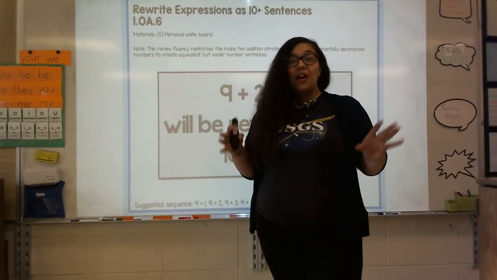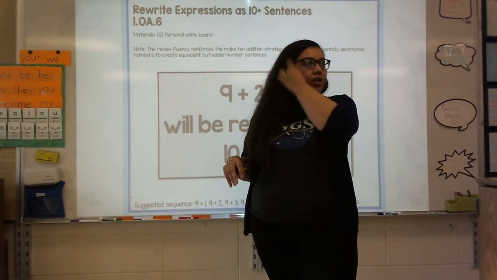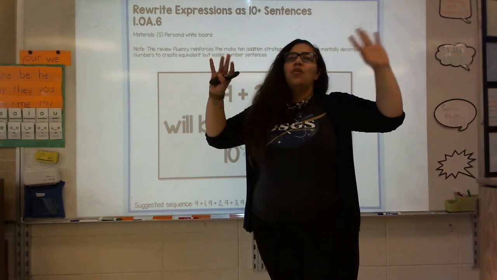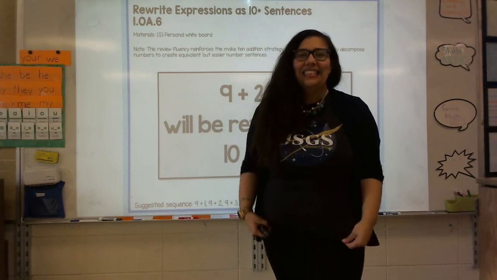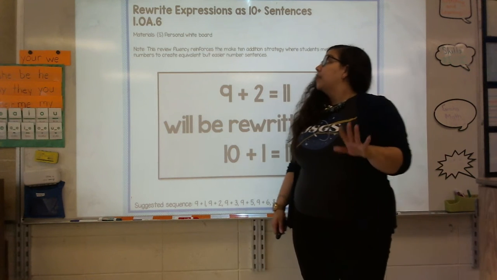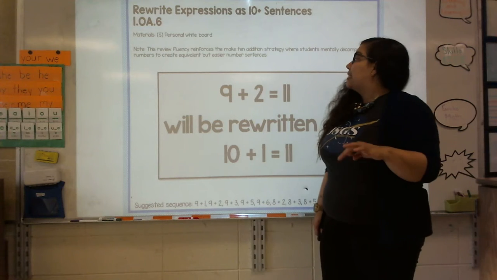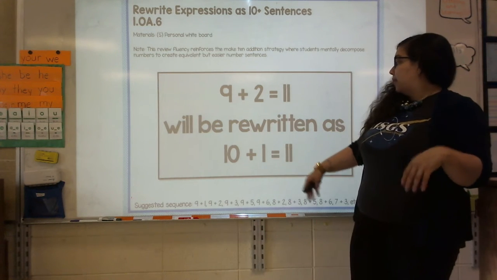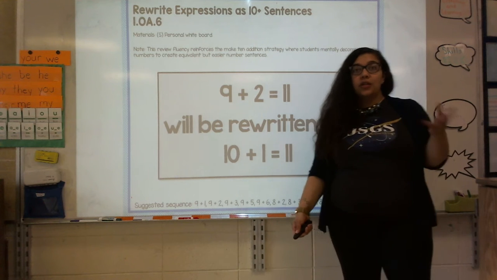All right, guys, so here we are for math today. We are now starting topic B, which, as I said, means subtraction. Wow. But before we get started, let's do a little fluency activity. This is called rewrite the expressions as 10 plus sentences. So if I gave you 9 plus 2, you would tell me 10 plus 1. All right, so let's see what we have here.